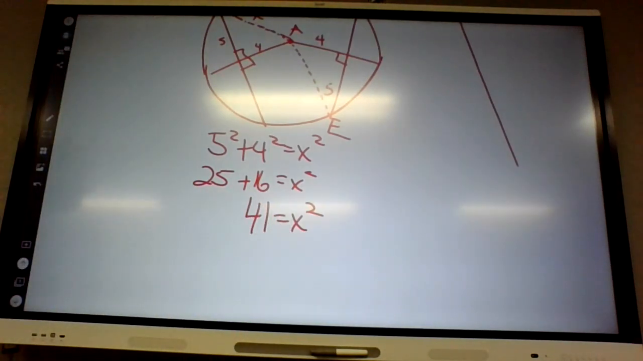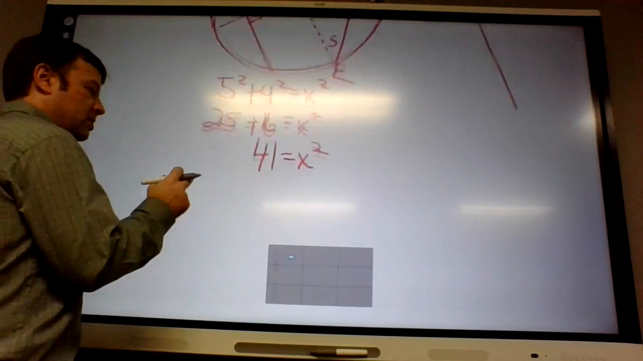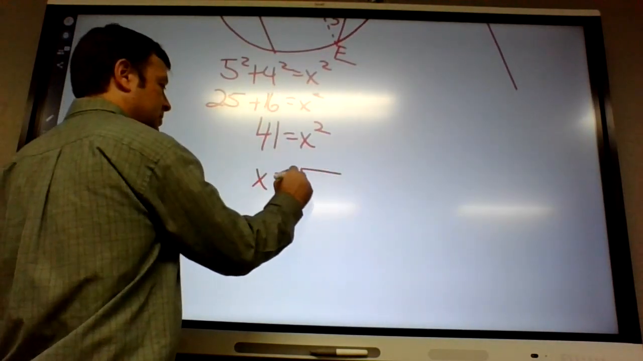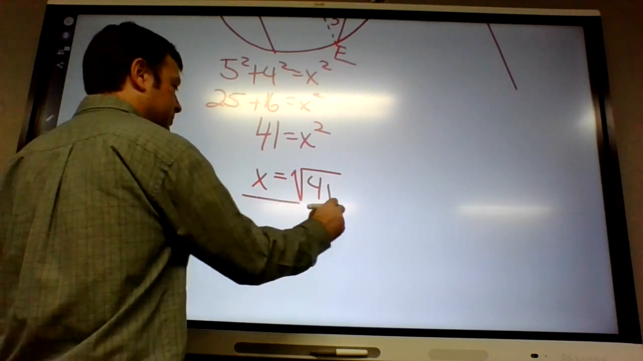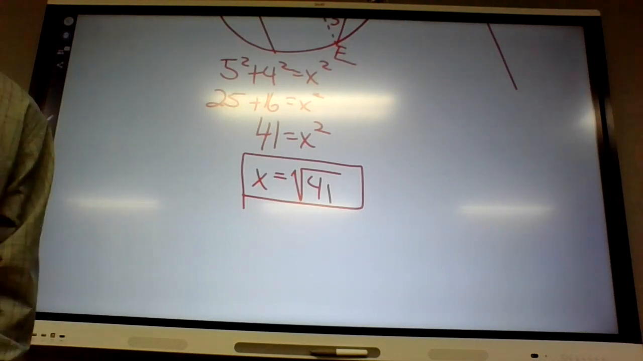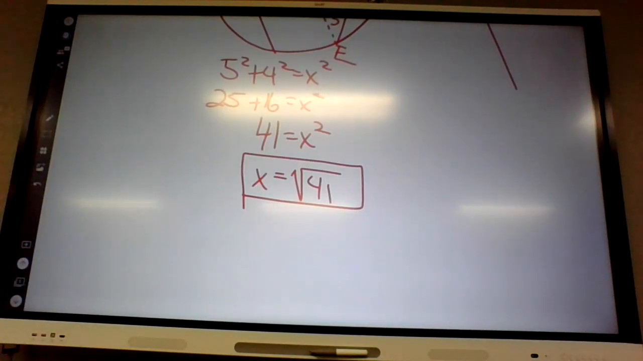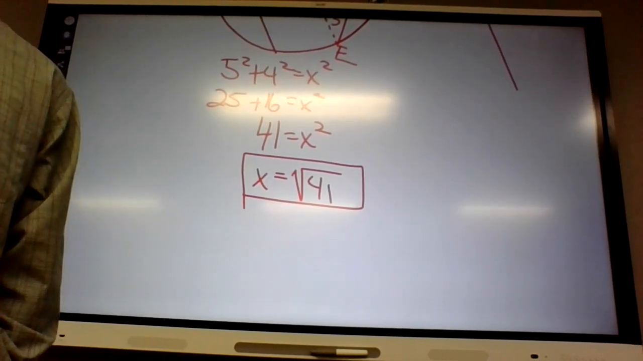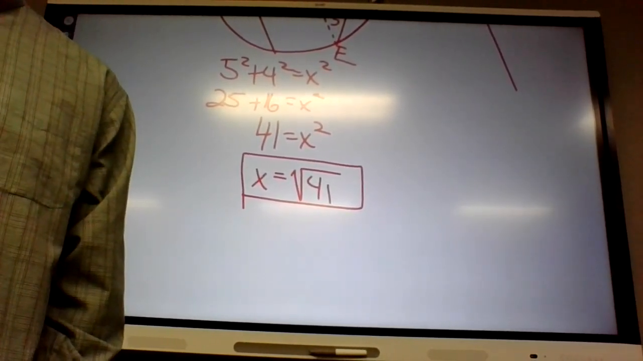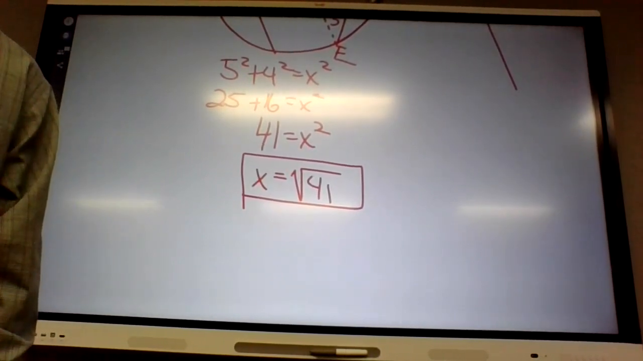Then what do we do? You think the book put square root of 41 or the decimal? Nope, they put square root of 41. Good kid. Alright, square root of 41 does not simplify, it's prime. They did not put the decimal on any of these, so let's try and put the square root answer.